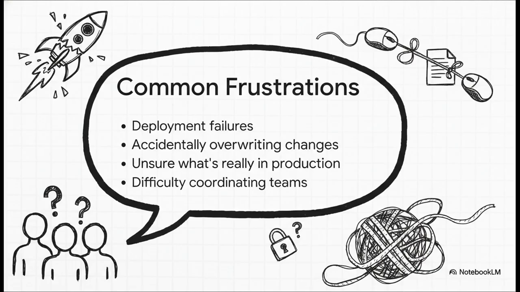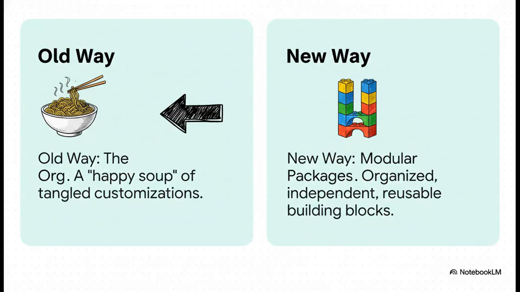And if that happy soup idea sounds a little too familiar, then I'm betting these frustrations do too. You've got the constant deployment failures, the classic "oops, I just overwrote your changes," and just how ridiculously hard it is to coordinate work when you have multiple teams. You know, the real problem is that when everything's tangled up, one tiny change over here can cause a total disaster over there.